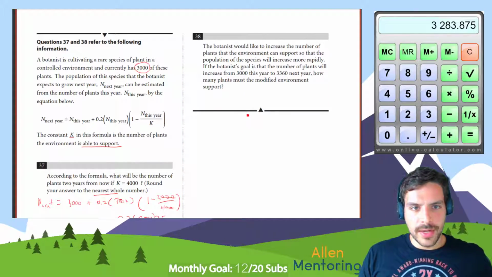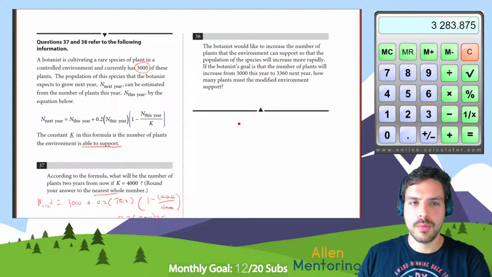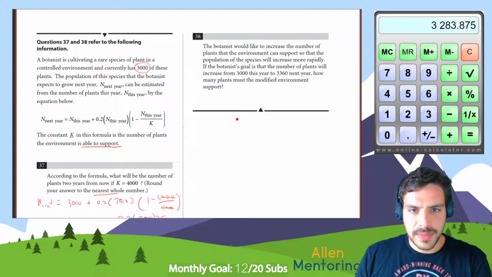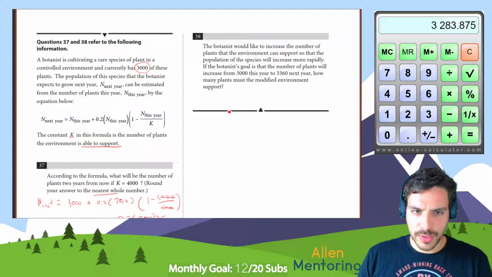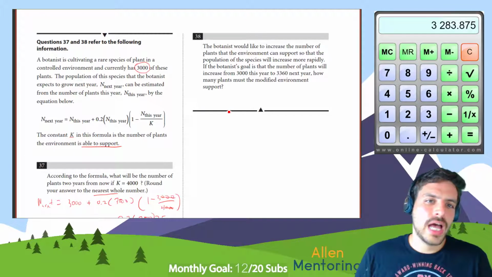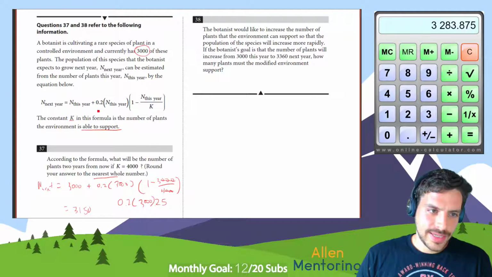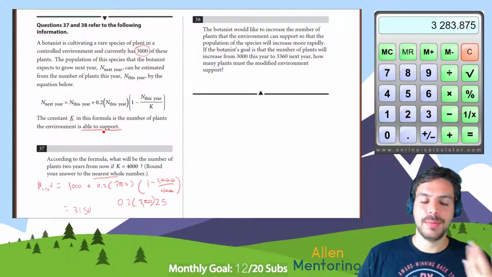It's almost over, man. All right, the botanist would like to increase the number of plants the environment can support so the population of the species will increase more rapidly. If the botanist's goal is that the number of plants will increase from 3,000 this year to 3,360 next year, how many plants must the modified environment support? So we see that K is how much it's able to support.